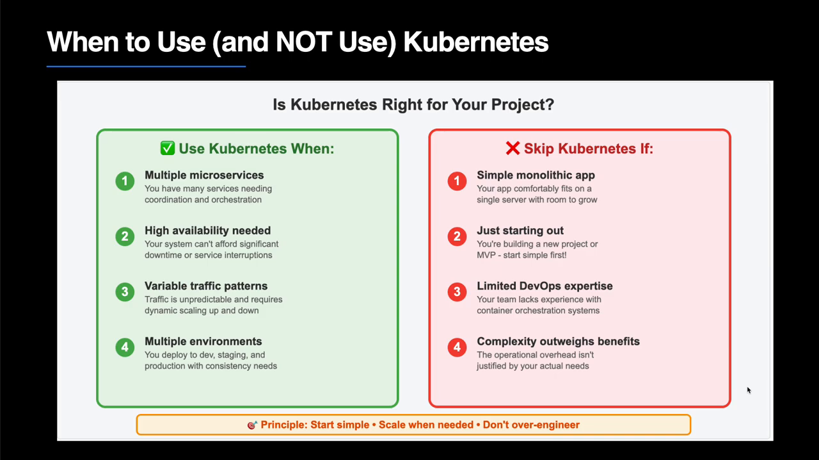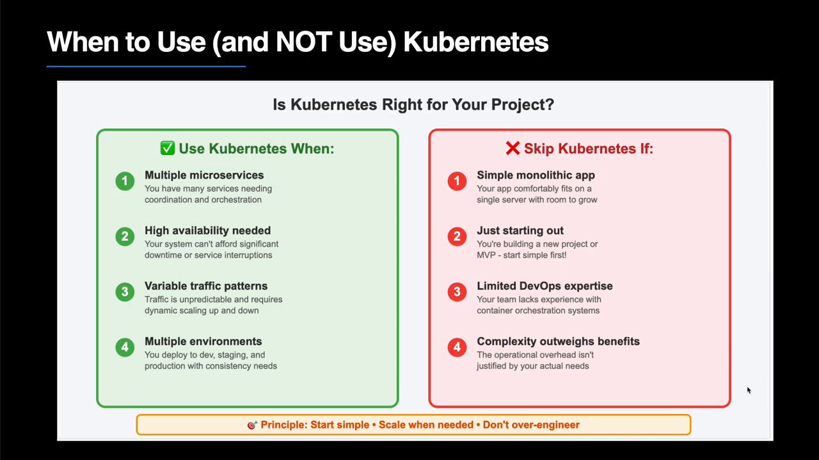Now, another thing that we need to understand before we start using Kubernetes is when to use it and when not to use it as a software developer. You should use Kubernetes when you have multiple microservices needing orchestration, when you need high availability, when traffic patterns are variable, when you are deploying to multiple environments, and when your team has DevOps expertise to manage your Kubernetes deployments and servers.